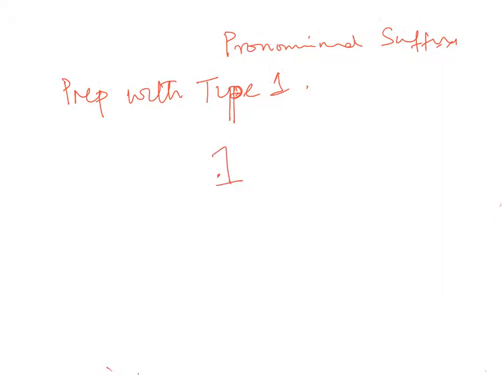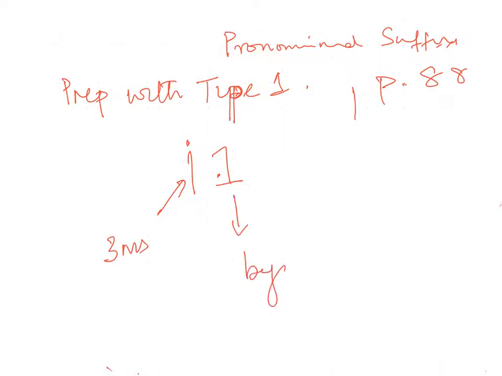So just a few examples. This is from page 88. So bo. This is now the 3ms form, and this is the preposition, so this is by, or with. Maybe I should use what the book has used, that is the with. And what is 3ms when it is translated objectively? It is him. So the translation is with him.